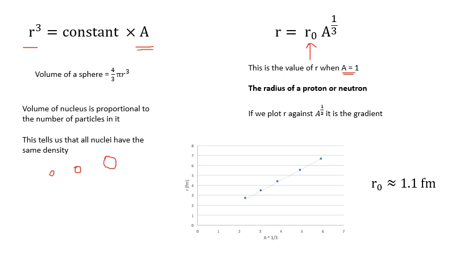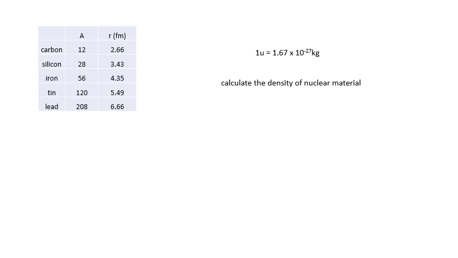And if we plot this graph here, which is r against the cube root of A, then the gradient will tell us the radius of a proton. And we get about a femtometer. Yeah, about 1.1 femtometers. That is the radius of a proton. Wow. So we know how big protons and neutrons are. We know how big nuclei are.